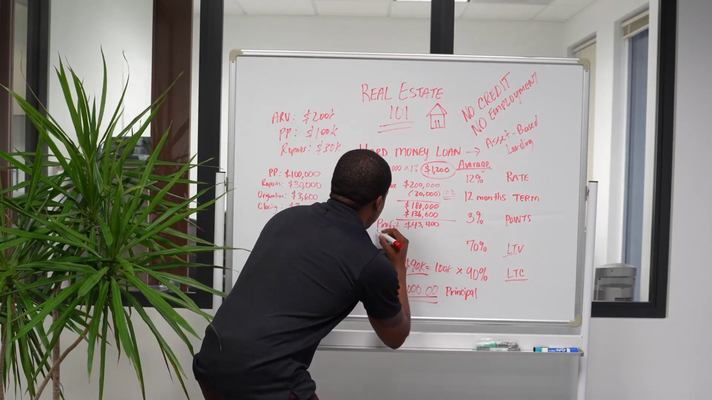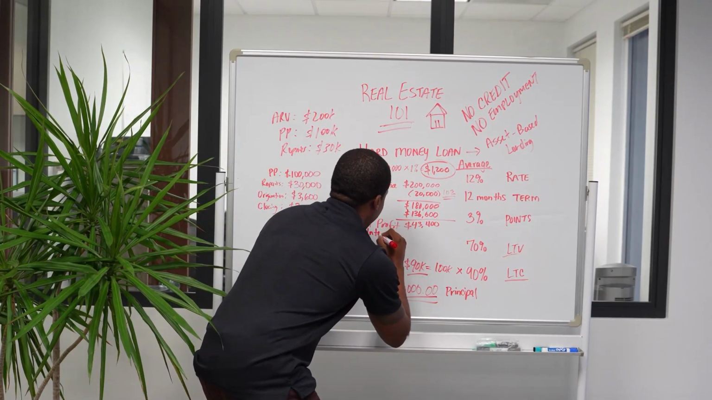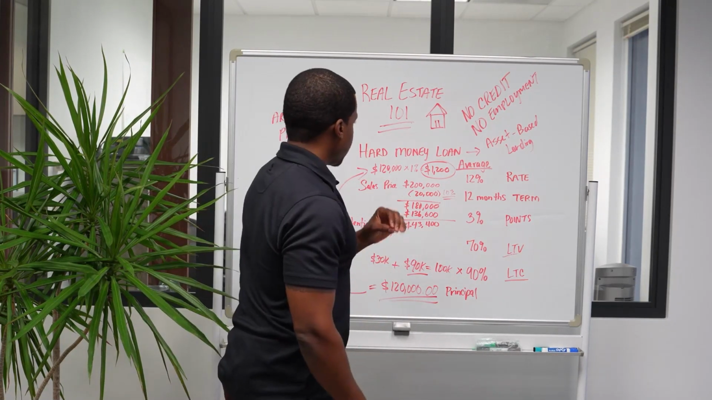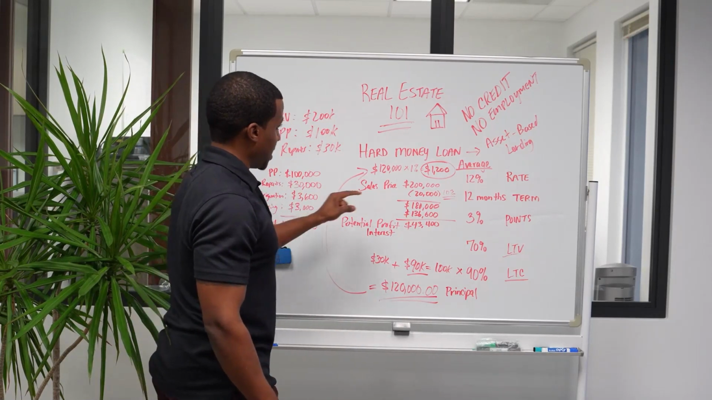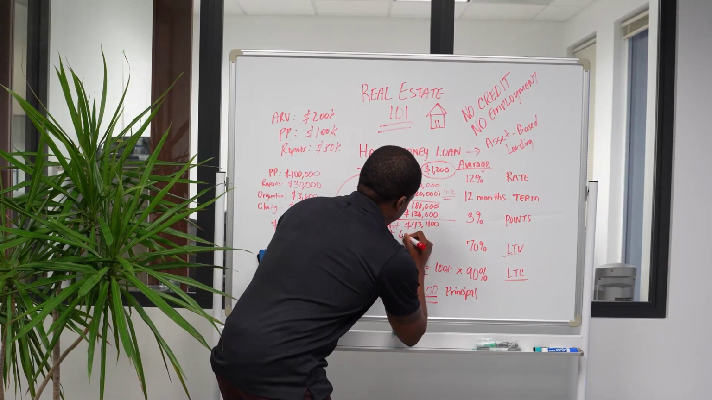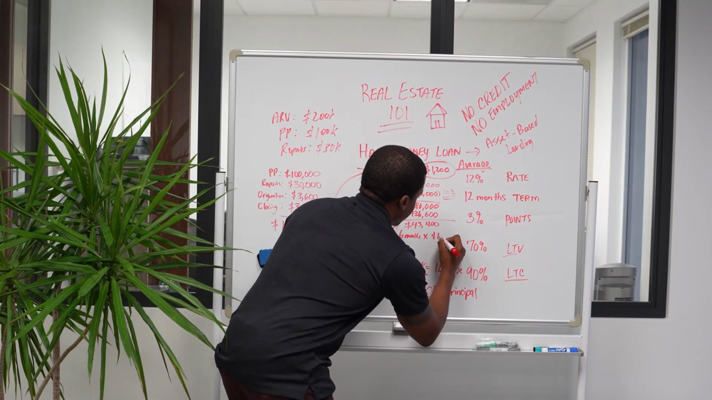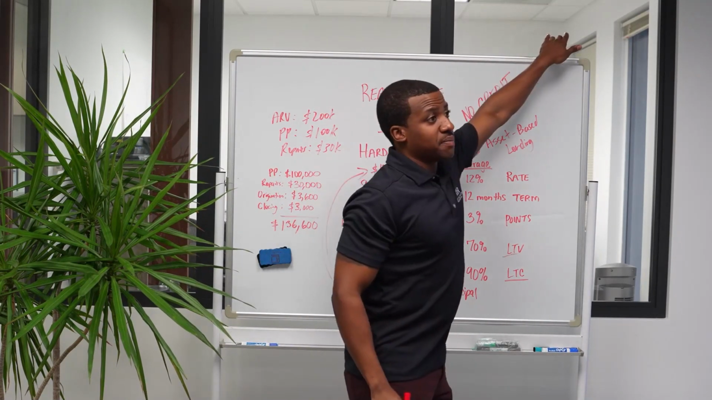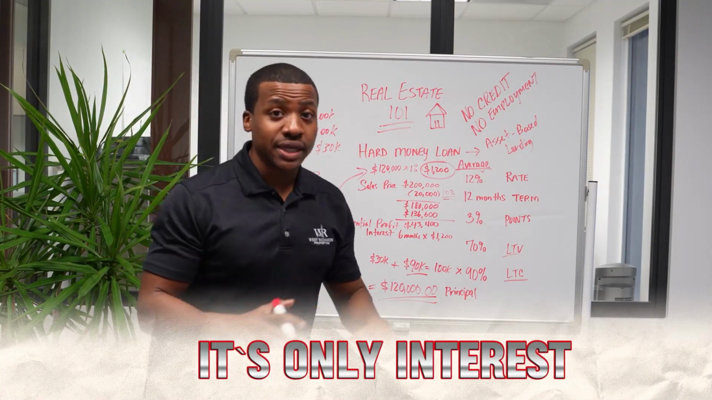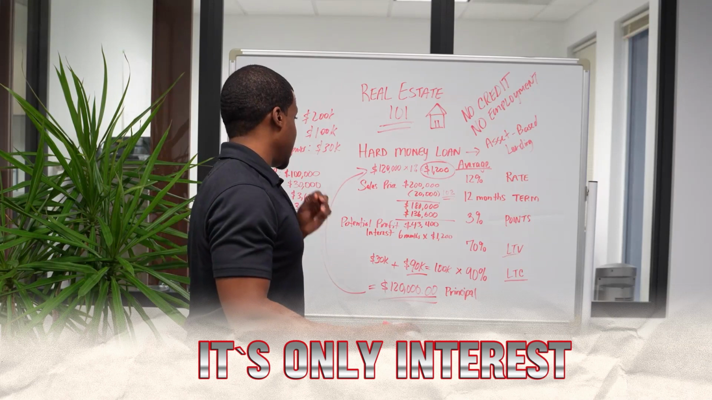Now, our hard money costs, our interest, that's the last thing we have to take care of, okay? What are our interest charges? Our monthly interest. We've already paid our origination fee, but now we've got to account for our monthly interest. We said it's gonna take us 6 months. 6 months times $1,200. And remember guys, with hard money, it's interest only. You're not paying down principal, it's only interest. That's it. It's only interest, guys.